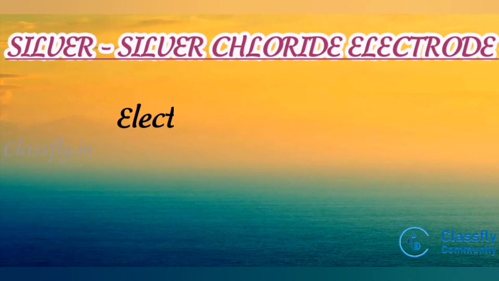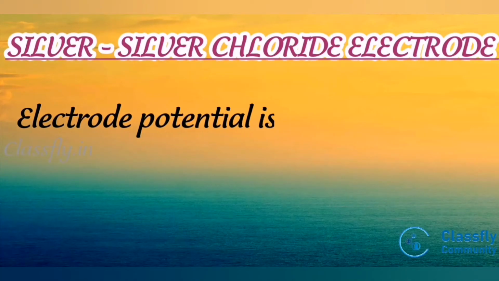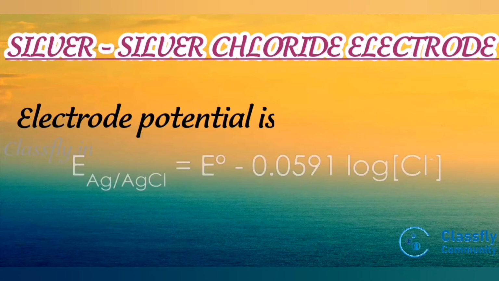The electrode potential of silver chloride electrode is given as E(Ag | AgCl) = E0 − 0.0591 log [Cl−]. From this equation, it is evident that the electrode potential of silver chloride depends upon the concentration of chloride ion. As the concentration of chloride ion varies, the electrode potential of silver chloride will vary.